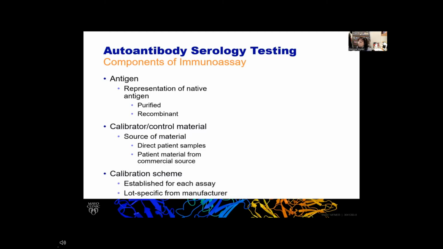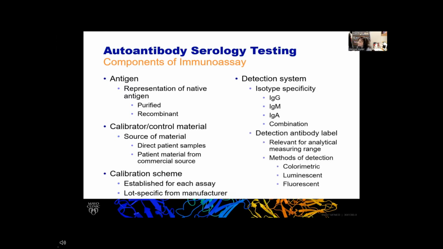The calibration scheme is also very relevant for the performance of a method. This could be a calibration scheme that is established for each assay, such as you have in the solid phase, like an enzyme immunoassay, or it could be lot specific from a manufacturer, such as you might find on some of the more automated platforms. And then we have the detection system, which we can think of in two components. We have the isotype specificity, whether it's only detecting IgG, IgM, IgA, or perhaps a combination of various isotypes. And then we have the label that is found on the detection antibody. I think this is primarily relevant for the analytical measuring range. The methods of detection that we commonly see are colorimetric, luminescent, and fluorescent.